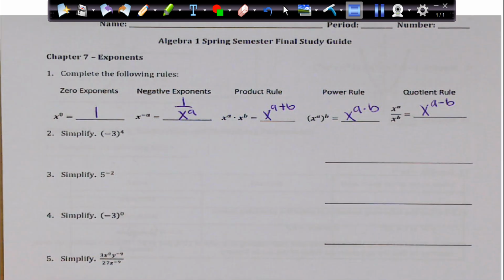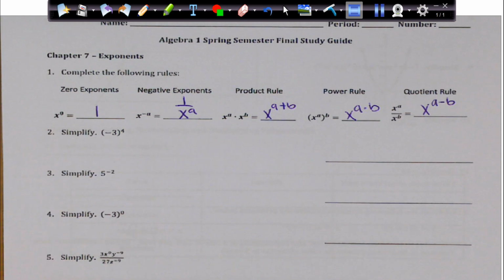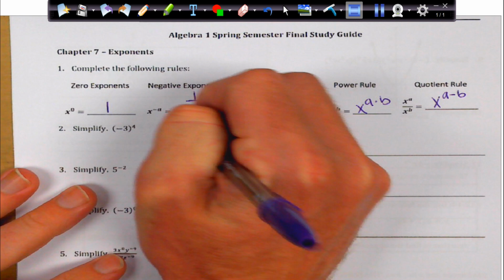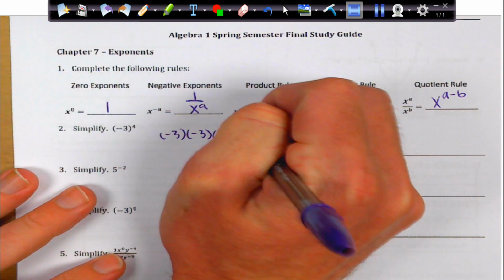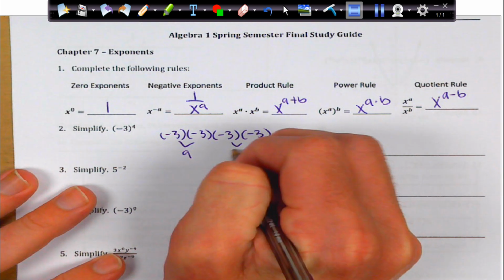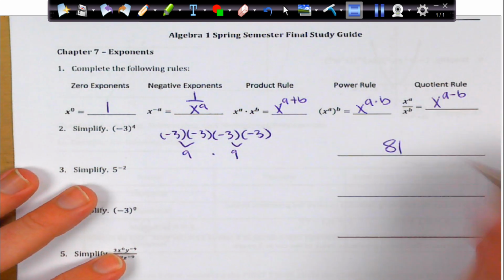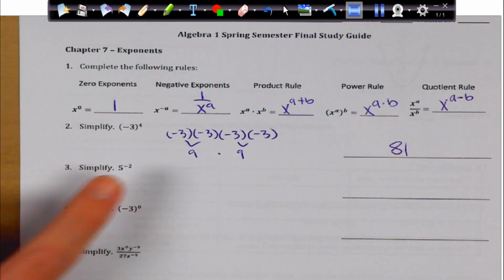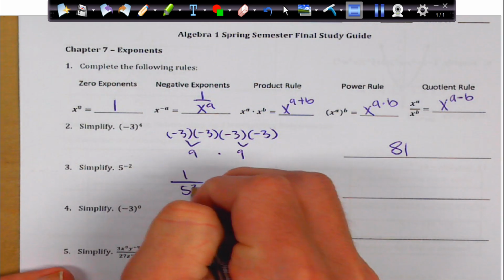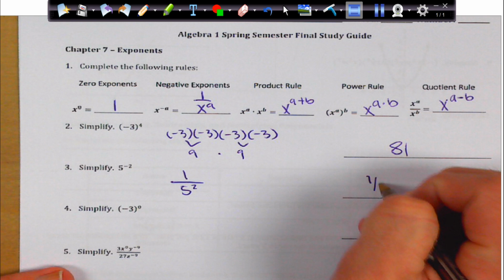Okay, so first one, negative 3 to the 4th power. This is basically just going to be negative 3 times negative 3 times negative 3 times negative 3. Two negatives make a positive 9, and positive 9, 9 times 9 is 81. 5 to the negative 2nd power. First of all, I'll get rid of the negative exponent by putting it under 1. And then 5 squared is 25, so we get 1 over 25.